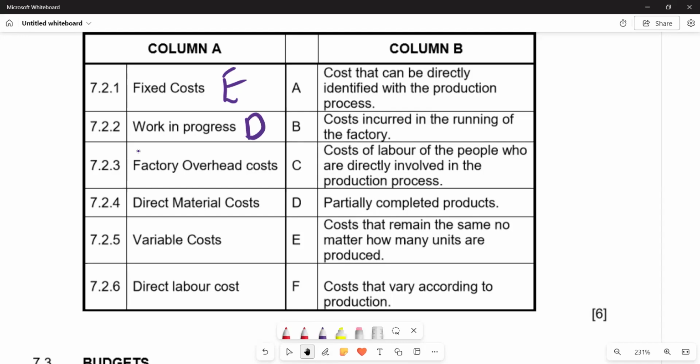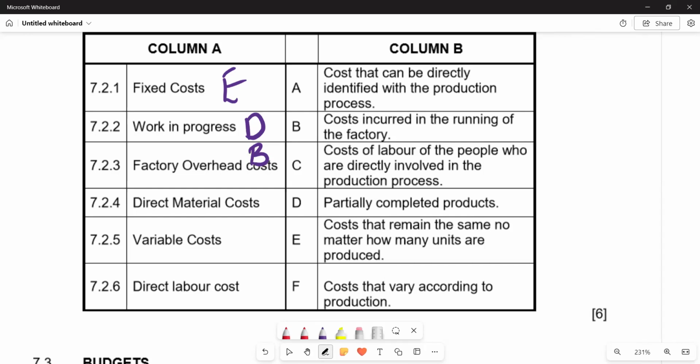Factory overhead costs, 7.2.3. You would see that if you go to B, costs incurred in the running of the factory. So we have got our B in 7.2.3. Then 7.2.4, direct material costs. Then we look for the explanation that is matching 7.2.4. You see that direct material, these are costs that can be directly linked to the production of a specific product.